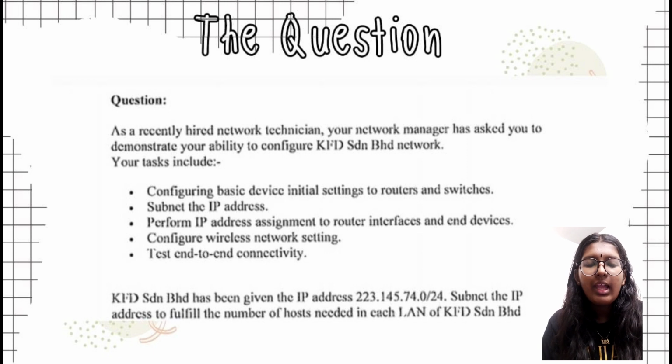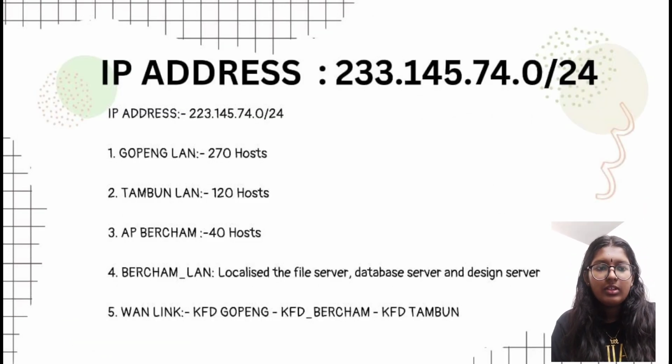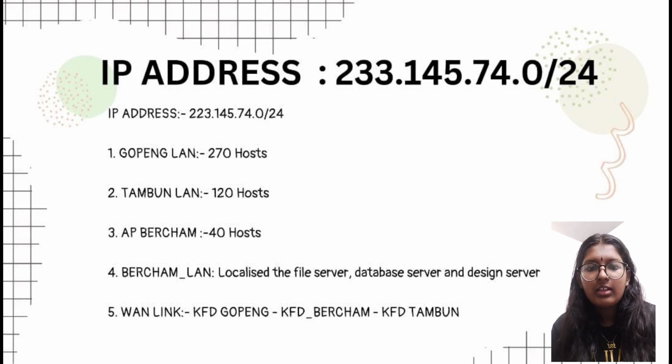So now let me show you the calculation of the IP address. We will start from the IP first. The IP given is 223.145.74.0/24. We need to identify which LAN has the most needed hosts, and we are going to start from that.